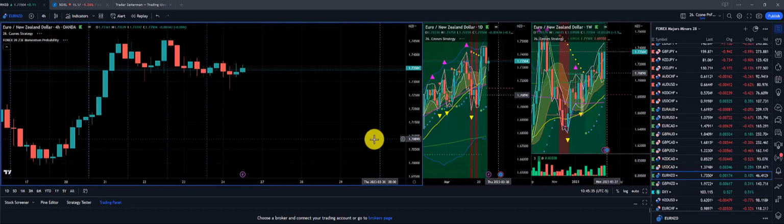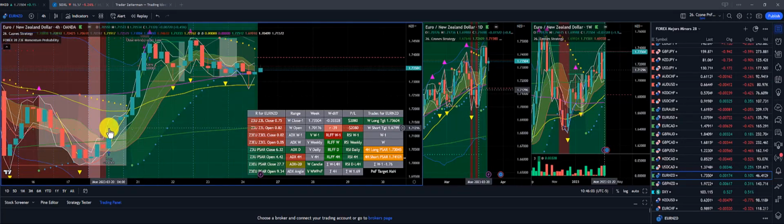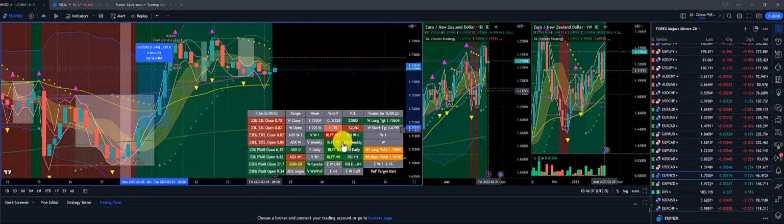Euro New Zealand dollar, we have an overall profit to the upside. Did have a nice trade entry here. PSR did not flip though. If you did take this trade, would have had your stop here at the dragon or an entry here at the Z3 excursion. Would have been a good trade going long. Overall profit, 229 pips to the upside.